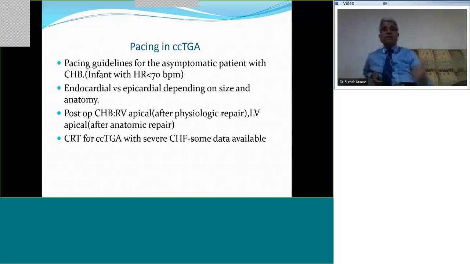And I already referred to the pacing. Pacing guidelines for the asymptomatic patient are given by the American College of Cardiology. You may choose endocardial versus epicardial, depending on the size of the baby, the anatomy, and what type of surgery the baby has had. Especially if it's a post-op complete heart block, if the physiologic repair has been done, it will be RV apical pacing, and after anatomic repair, it will be LV apical pacing. There is also some data on the use of resynchronization therapy for CCTGA with severe congestive heart failure.